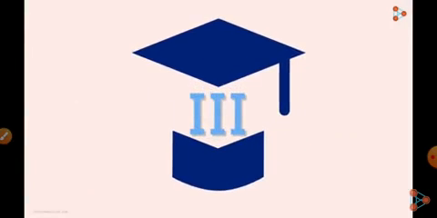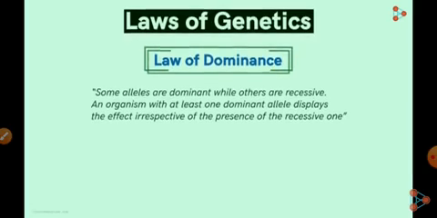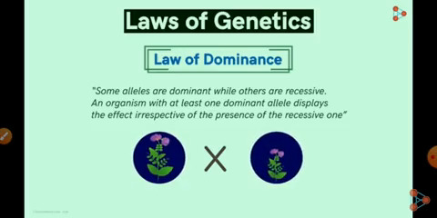The third law of genetics, known as the law of dominance, states that some alleles are dominant while others are recessive. An organism with at least one dominant allele displays the effect irrespective of the presence of the recessive one. The law is actually very simple. Let's take an example and understand it. Let's consider a cross of a tall and a dwarf plant.